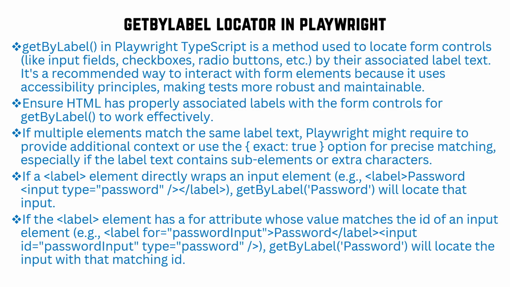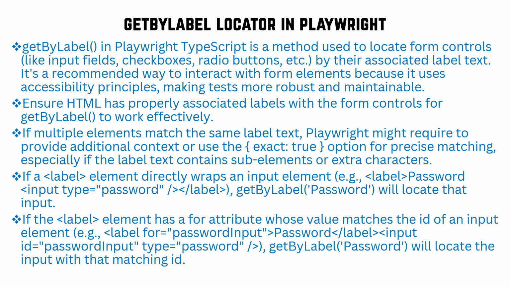The next locator is get by alt text. Mostly, whenever dealing with images, there is an alt attribute, so there you can use the get by alt text locator strategy in Playwright. So get by alt text is a locator method in Playwright with TypeScript used to find elements based on their alt attribute value. This locator is particularly useful for images, icons, and other non-text content that includes descriptive alternative text for accessibility purposes.